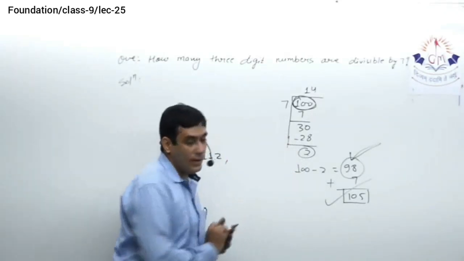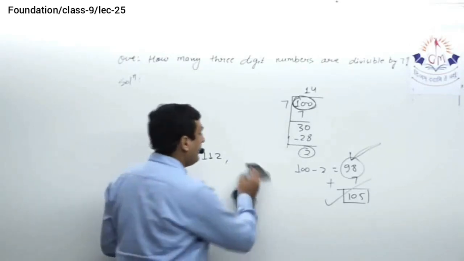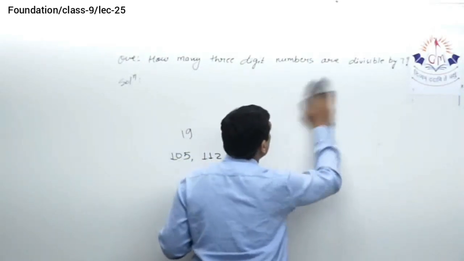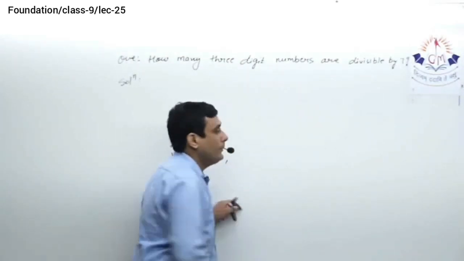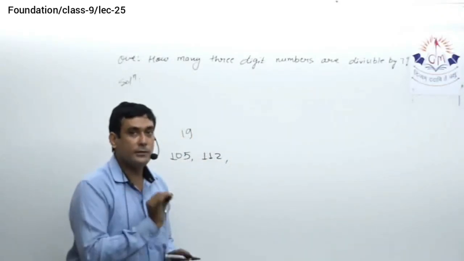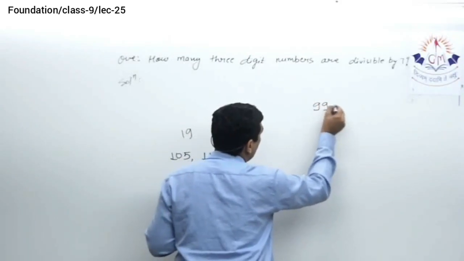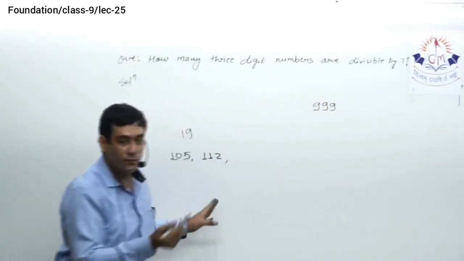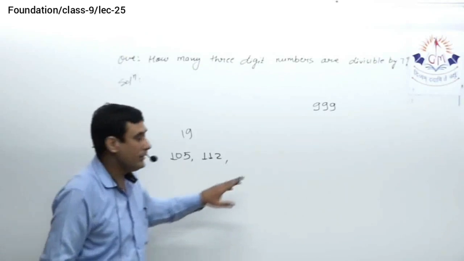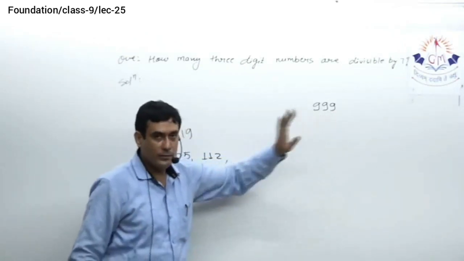So what is the last 3-digit number? I am again not asking for the last 3-digit number which is divisible by 7. I am just asking for the last 3-digit number. So the last 3-digit number is obviously 999. That next number will be the first 4-digit number. So 999 is the last 3-digit number.